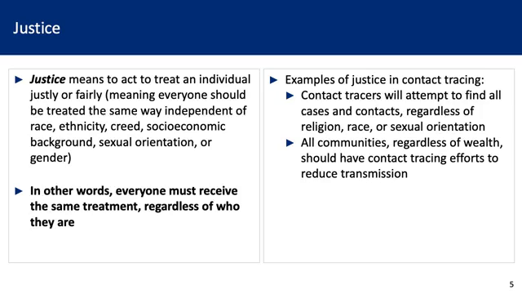In addition, all communities, regardless of wealth, for example, should have contact tracing efforts to reduce transmission. So this means that contact tracing should be done in all communities at risk. We can't just select some communities to do this and some communities not. To be just, it has to be used to protect all communities and all populations.